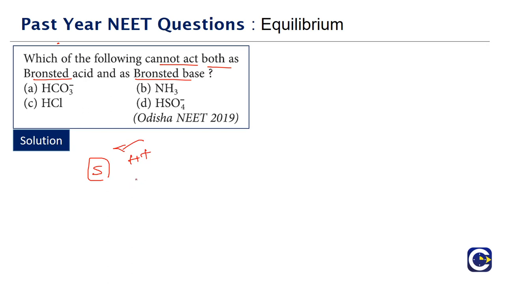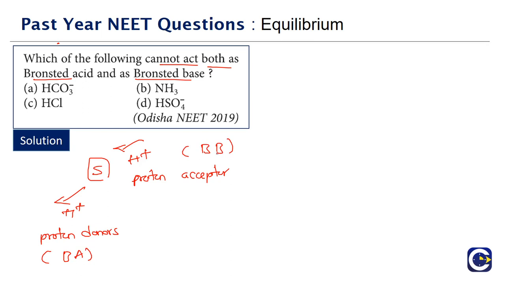What is a Bronsted base? It is a proton acceptor, and if it is able to release a proton, then it will be able to act as a Bronsted acid, because Bronsted acids are proton donors. So the Bronsted-Lowry theory is based upon the concept of proton acceptor and proton donor. So proton donors are what? Bronsted acids, and proton acceptors are what?